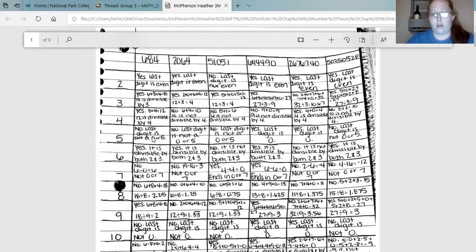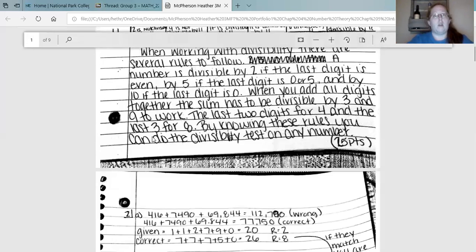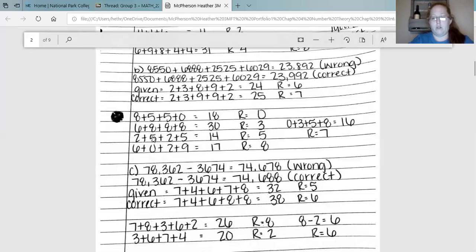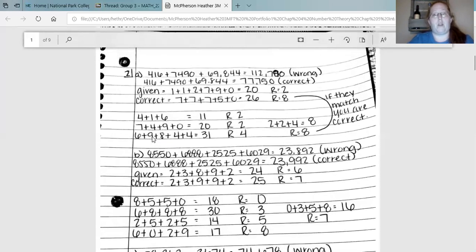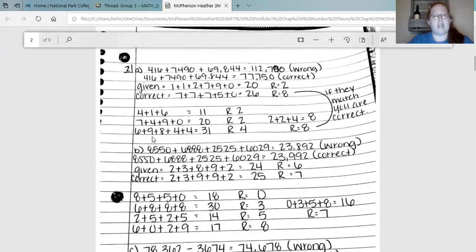So, other than the divisibility rules, we also learned about remainders. So, with the remainders, you would take this problem.